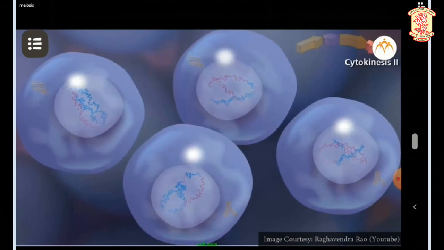The next phase is telophase 2, which shows the DNA is completely pulled to the sides and the cell membrane begins to pinch all over. You can see on the left are the four haploid cells, which are then called the gametes. So in meiosis, one single cell divides into four haploid cells.